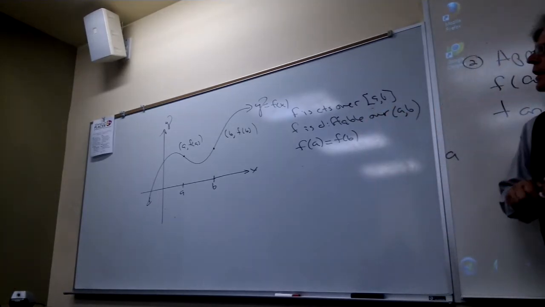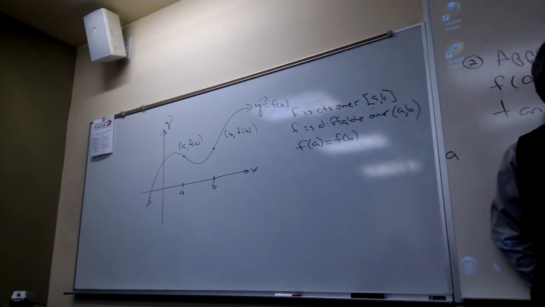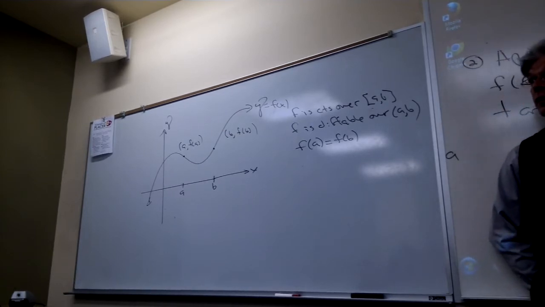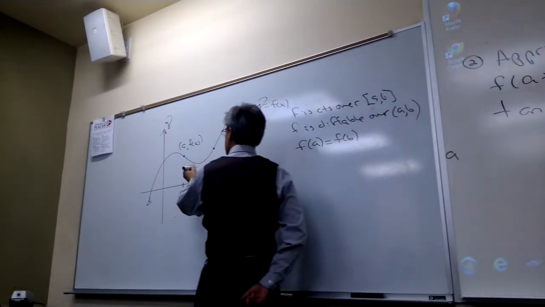But that being the case, you guys, what do you think you could say about the slope of the tangent line being equal to 0 anywhere between a and b? According to my picture, does there seem to be another value of x between a and b for which the tangent line is horizontal? Yes.